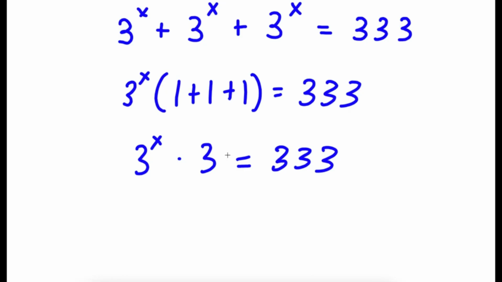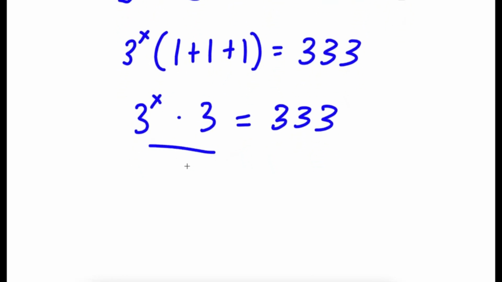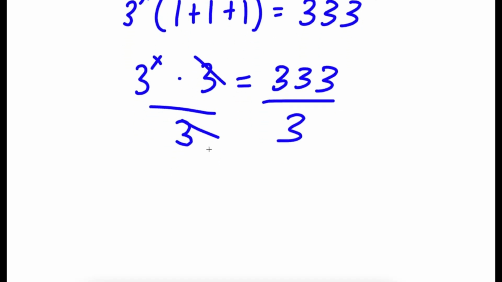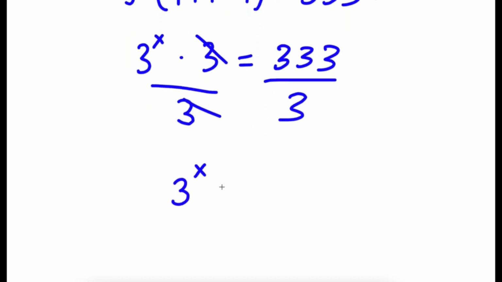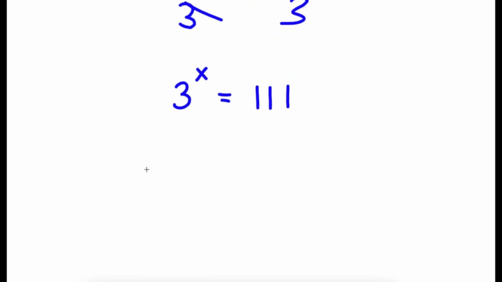Now from here, I'm going to go ahead and divide both sides by 3. So these two cancel out, and now I have 3 to the power of x is equal to 333 divided by 3, which is 111.